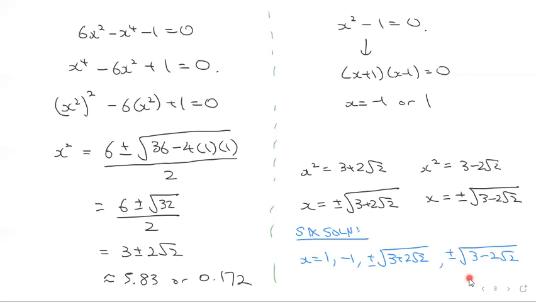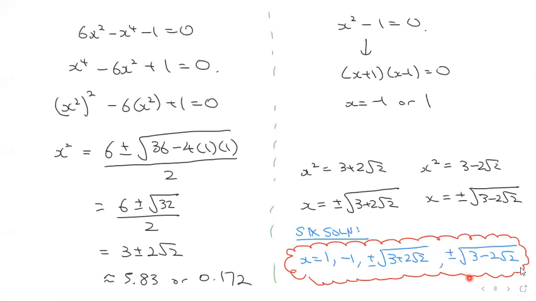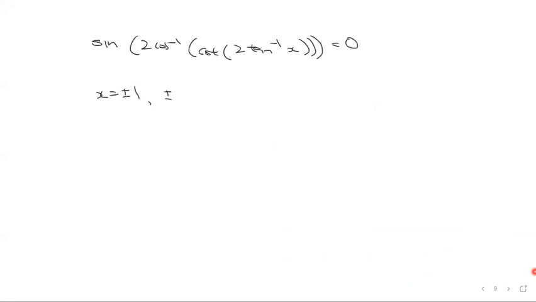Now, as the question is rather involved, as usual, get into a good habit and check your answer. So what we have is sine of 2 cos inverse cot of 2 tan inverse x equals 0. We've got x equals plus or minus 1, plus or minus the square root of 3 plus 2 root 2, and plus or minus the square root of 3 minus 2 root 2. Do a quick check with your calculator, and you should find that that works. And basically, that's how you do the question.